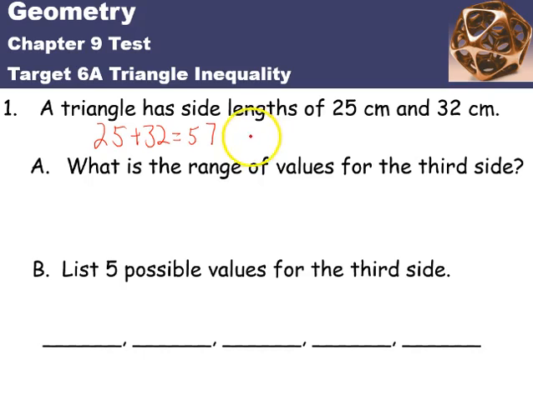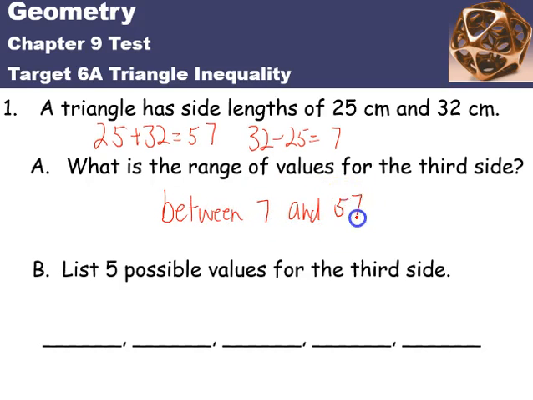And then we subtract them as well. So 32 minus 25 is 7. Okay? So the range of values for the third side has to be between 7 and 57. So the third side has to be between those.